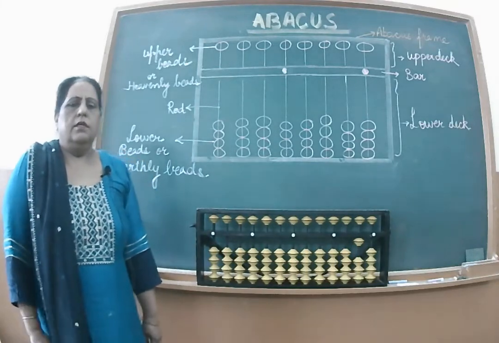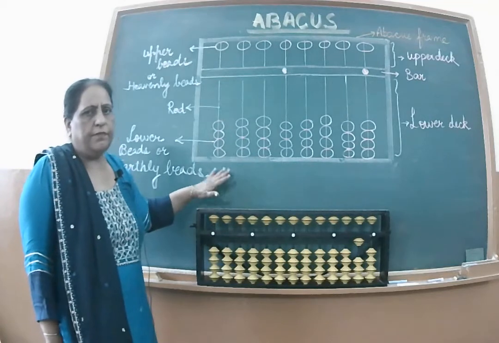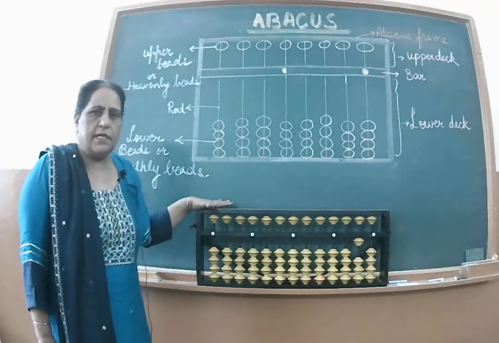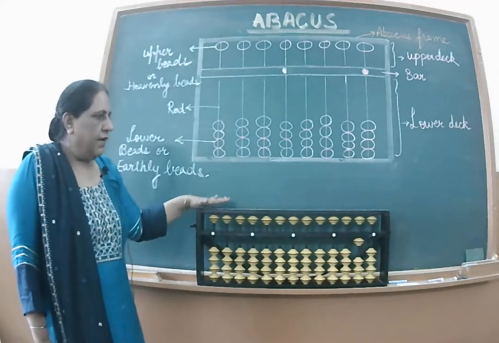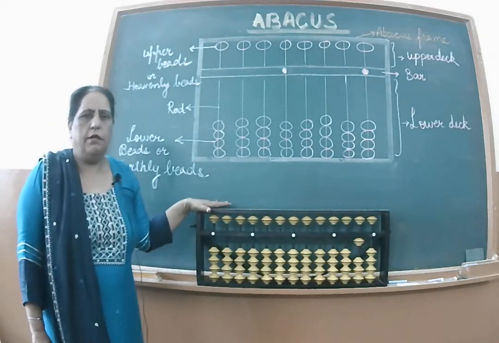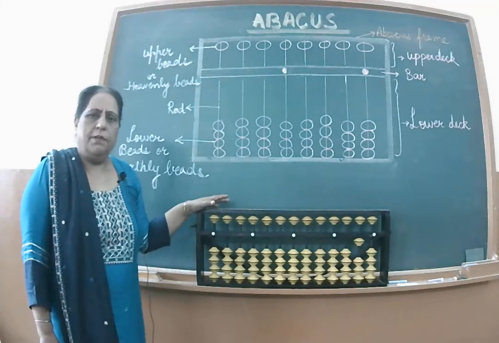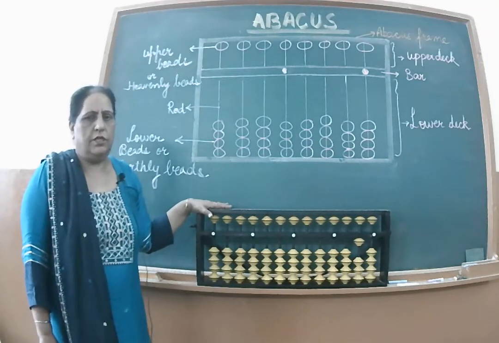Beta, you opt abacus as an activity. Abacus is a device which does calculation very fast, like addition, subtraction, multiplication and division.